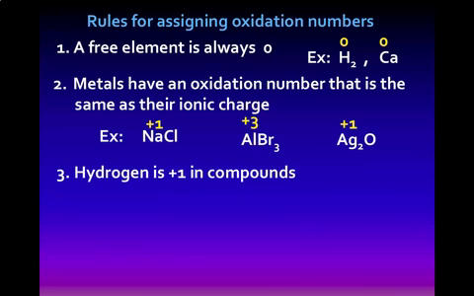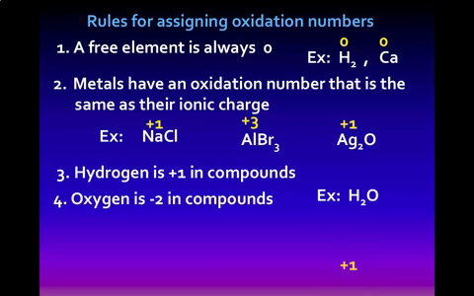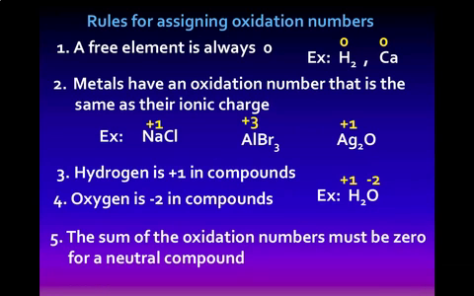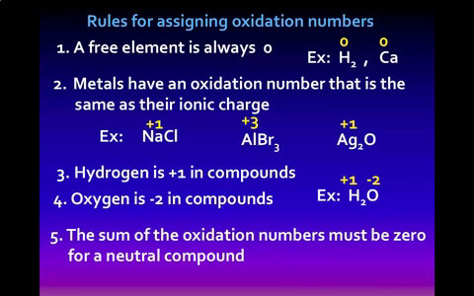Hydrogen is always going to be +1 in compounds. And oxygen will always be -2 in compounds, and that's going to be really important when we get to the polyatomic ions. So, for example, water, hydrogen's a +1 and oxygen is a -2. Okay, the sum of the oxidation numbers must be 0 for a neutral compound.